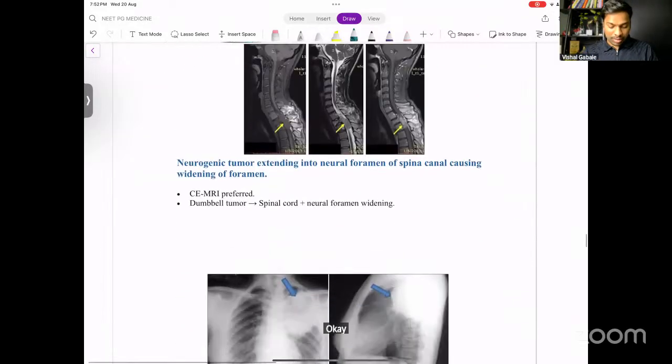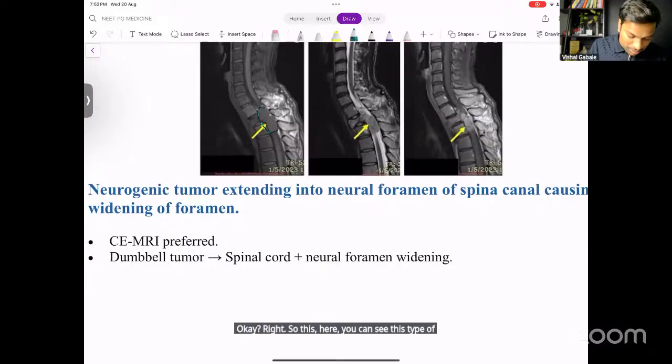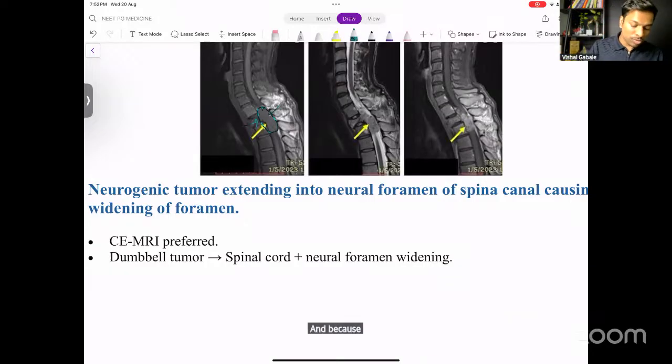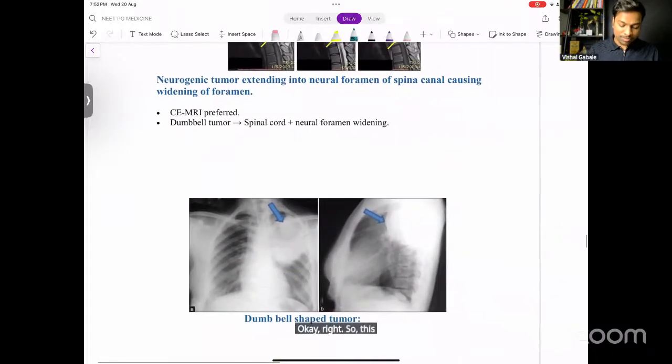Okay, right. So here you can see this type of mass is there, which is actually compressing the spinal cord also. Okay, so here the spinal cord mass is there, and because of this, the posterior part of the spinal process, etc., is gone. Okay, right. So this is about the neurofibroma, right? Neurogenic tumor.